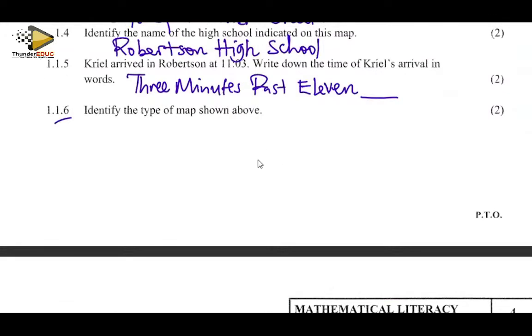Identify the type of map that we have. This is called a street map. It's called a street map.